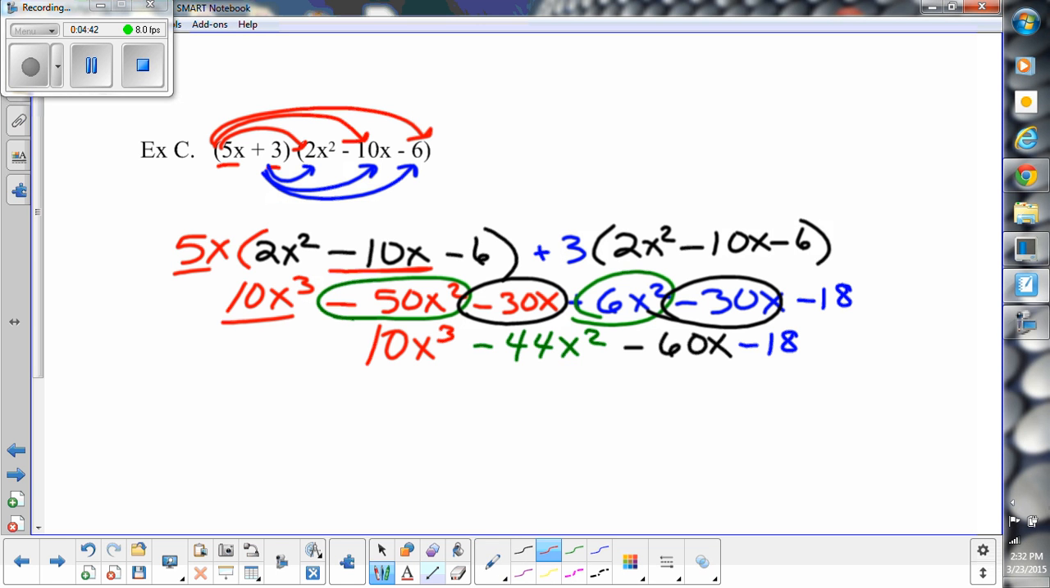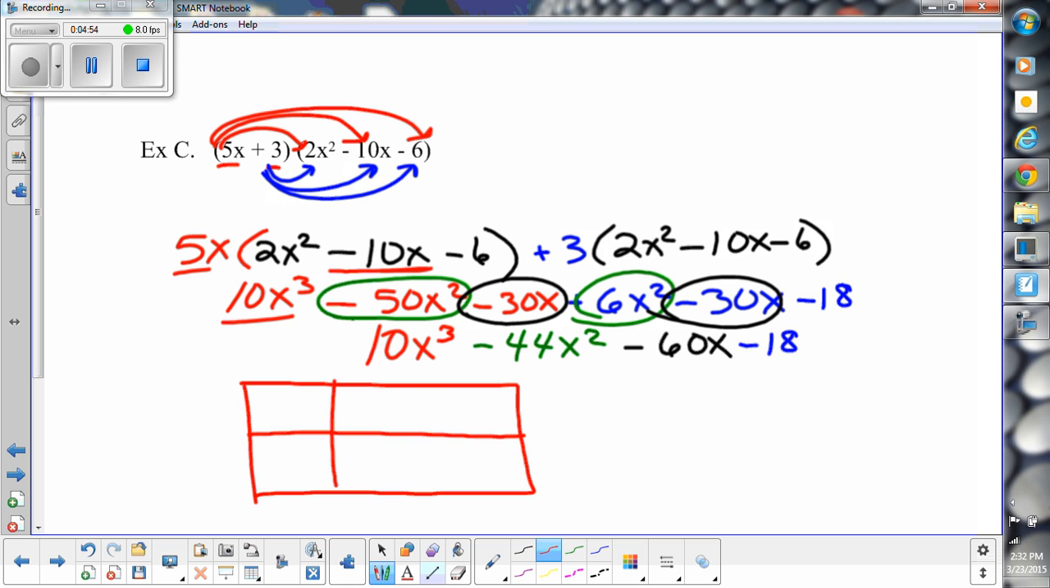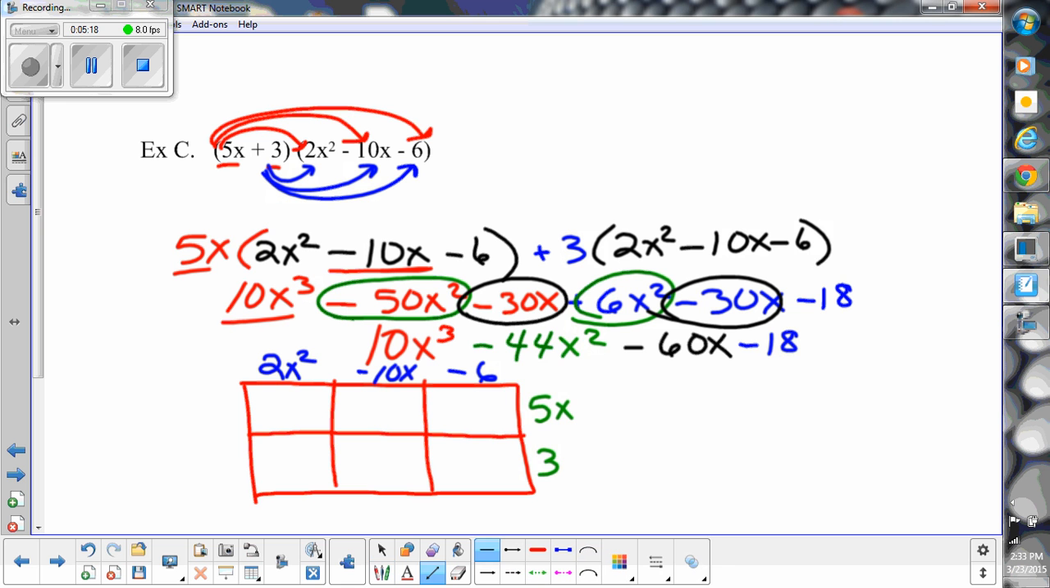The other way, the second method that we can use is making a grid or a lattice. So we have a binomial times a trinomial. That's 2 rows and 3 columns. And we're going to mark the trinomial up here, so that's 2x squared minus 10x minus 6. And for our columns, up and down, we'll have our binomial. We have a 5x, and we have a positive 3. This is nice. It's easier to keep track of your positives and negatives, I think.